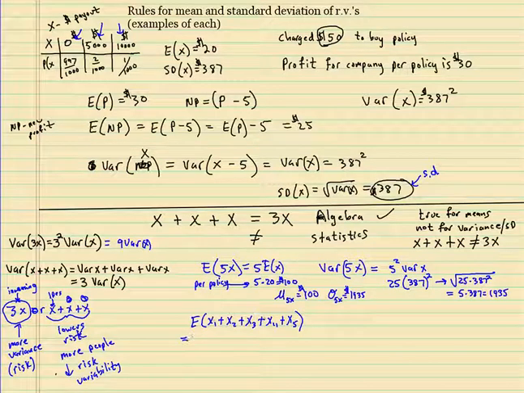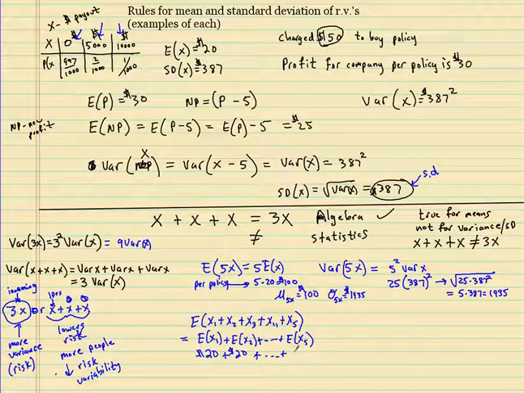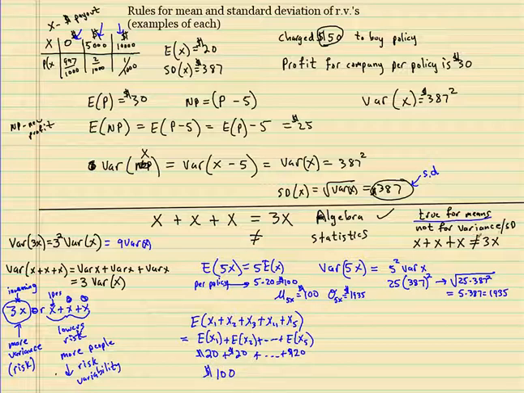So the formula tells me the expected value of x1 plus the expected value of x2, all the way to the expected value of x5. Okay, so what's the expected value for every single person? How much are they supposed to pay you out for every single person? They're supposed to pay you $20. So that's $20 there, $20 there, and I'm adding. And how many x's do I have? You have 5. So the expected value of all these people is $100. Hence, it's true for means, but not for variance.